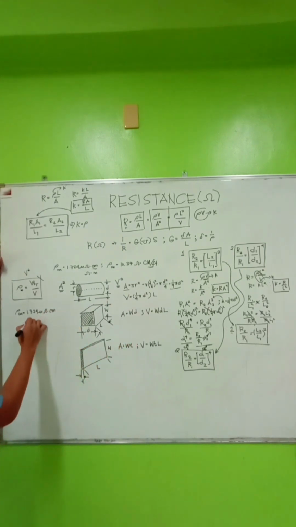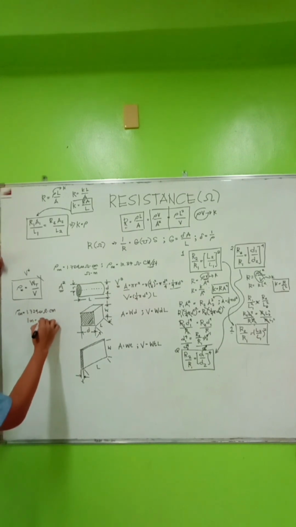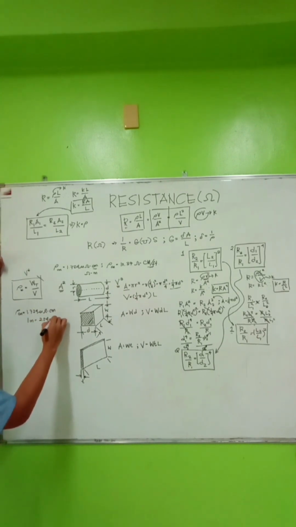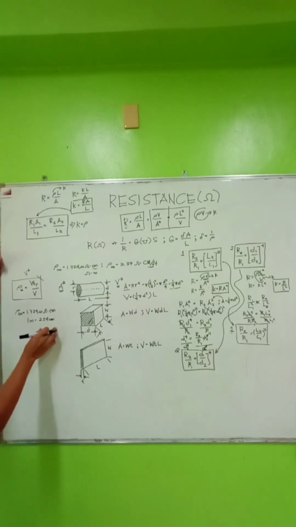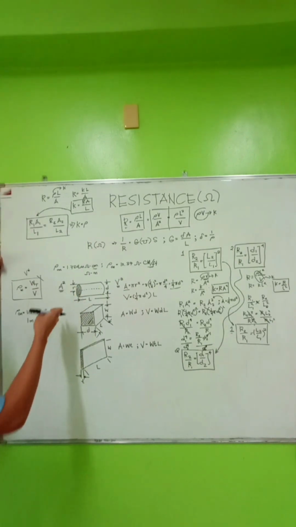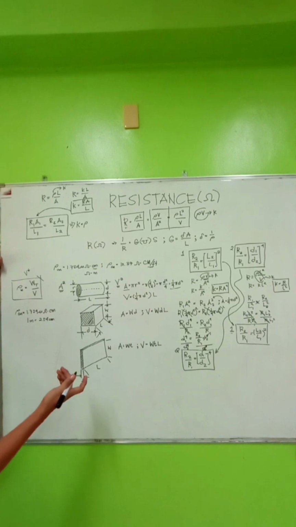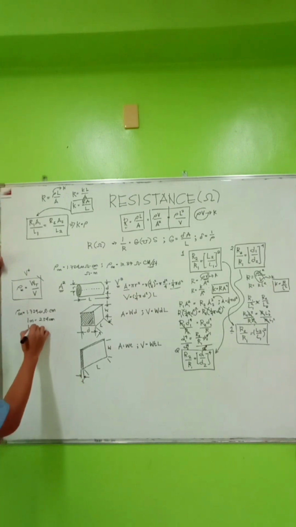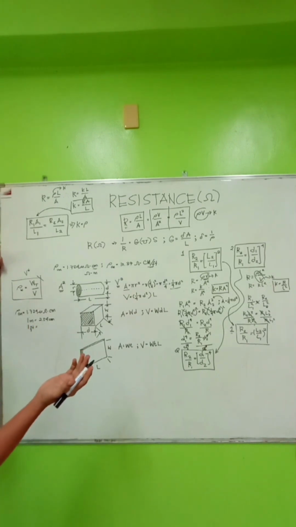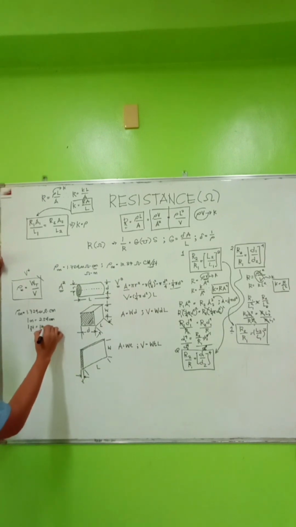For example, 1 inch is equal to 2.54 centimeters. So if the given is in inches, you can convert it to centimeters, then you can cancel out the centimeters. Okay? So what are they? 1 foot is equal to 12 inches.